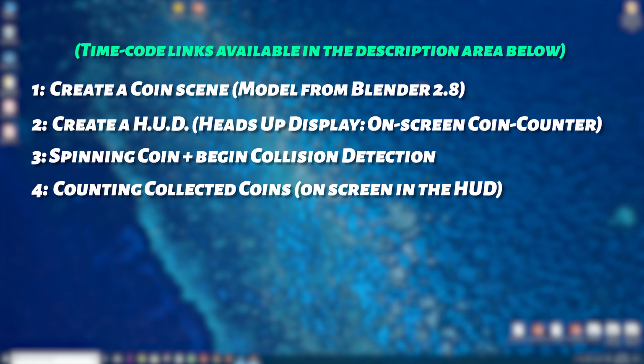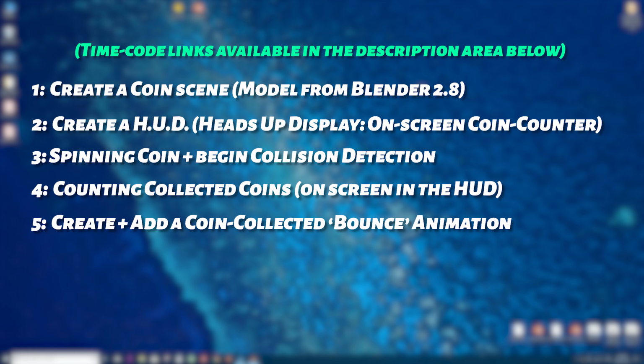And next, we're actually going to make our counter be able to count up. So at first, we're going to create just a static version of the heads-up display. Then we're going to program it to be able to count up. And number 5, what would be a coin without it actually reacting to being collected? So we're going to animate the coin bouncing up and then falling back down again, just like any game that you might have seen in the past when the coin is collected.